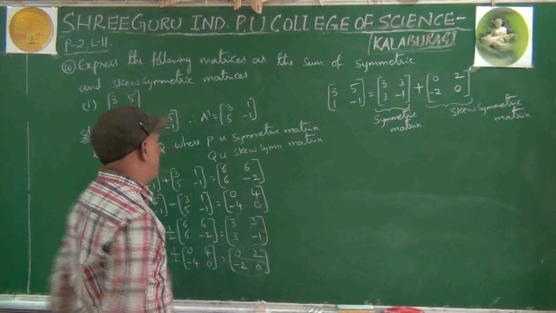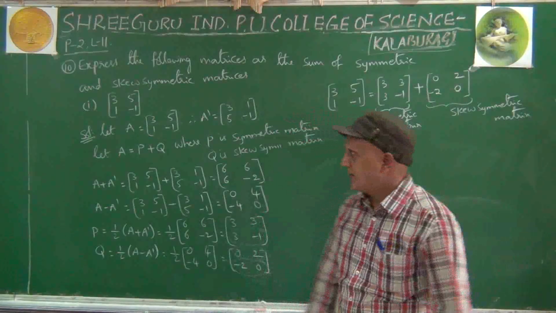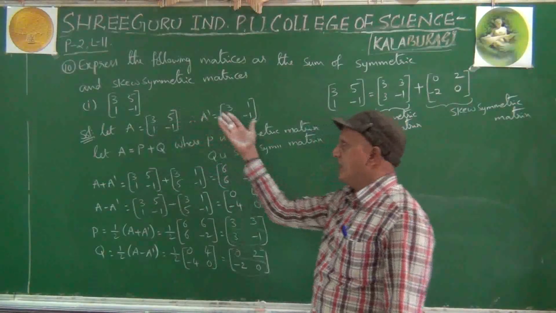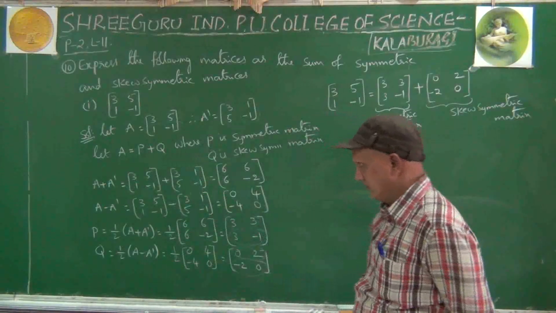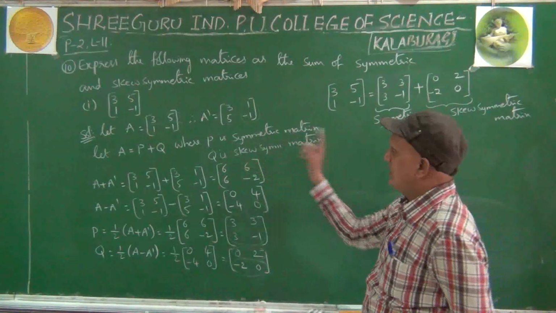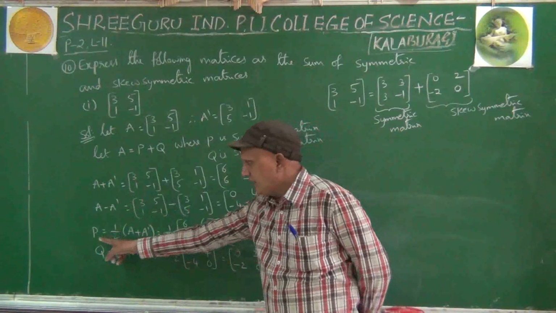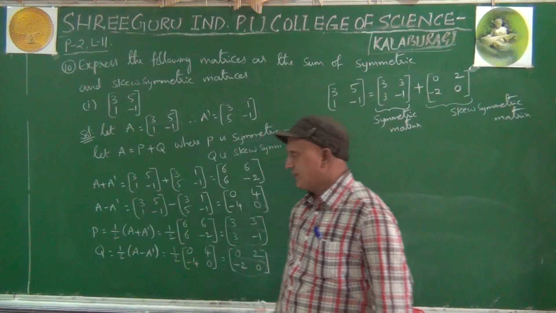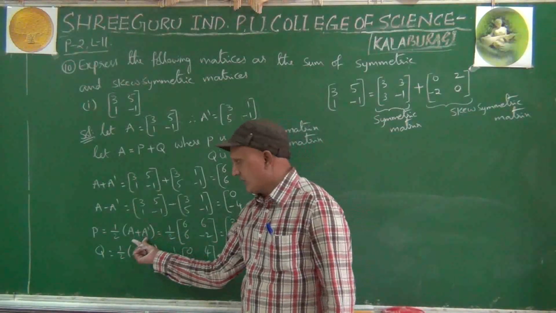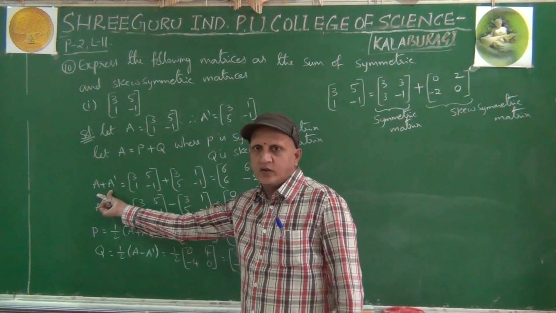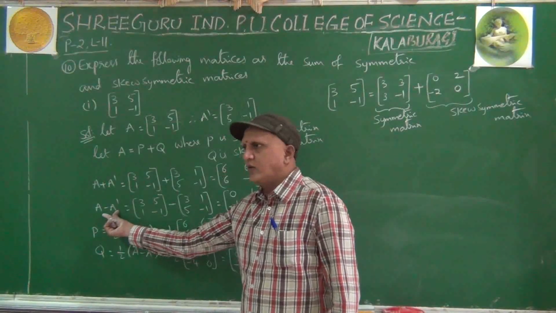Nothing is there, very simple. First of all, whatever matrix they give, we have to call it A. Let A equal, better immediately find A dash. Let A equal P plus Q, where P is the symmetric matrix and Q is the skew symmetric matrix. P means 1 by 2 into A plus A dash. Q means 1 by 2 into A minus A dash. We want A plus A dash and A minus A dash, that's why we found them in the beginning only.